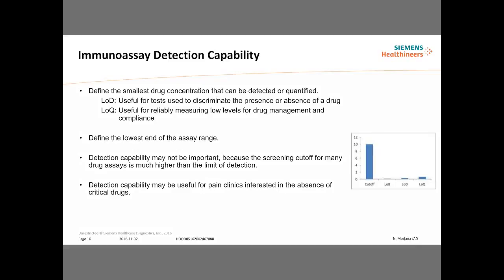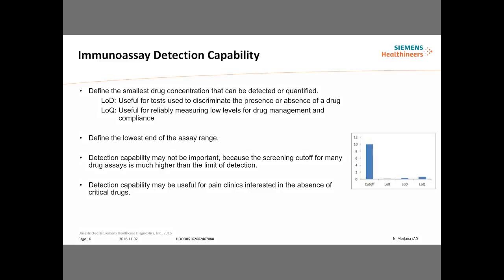Immunoassay detection capability is expressed in two ways: the smallest concentration that can be detected or quantitated, through the calculation of limit of detection and limit of quantitation. Limit of detection is useful to discriminate the presence or absence of a drug in the sample. Limit of quantitation, LOQ, is useful for reliable measurement of drugs in samples.